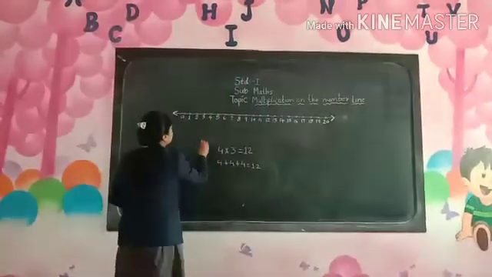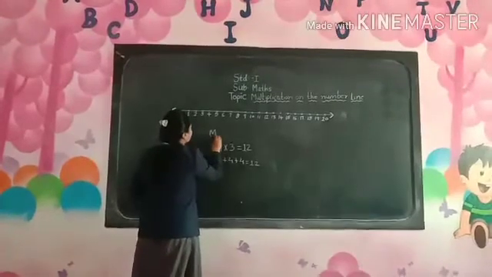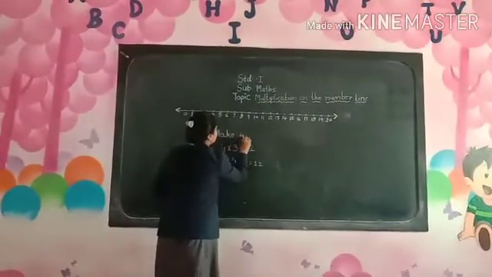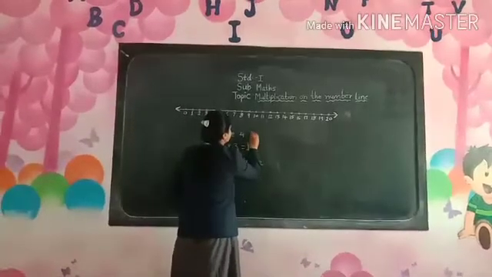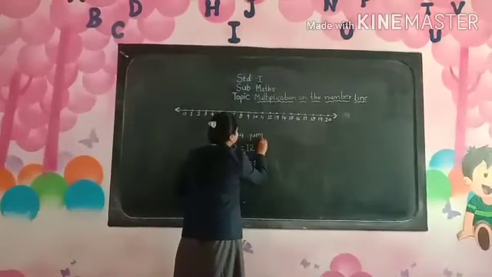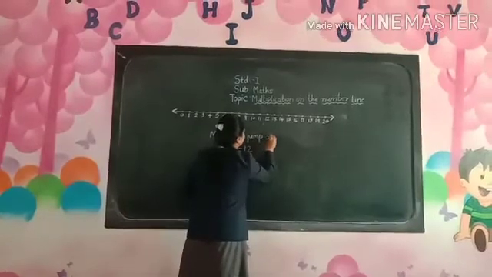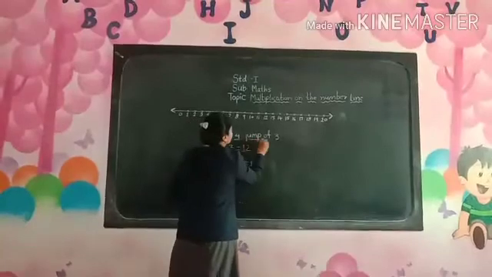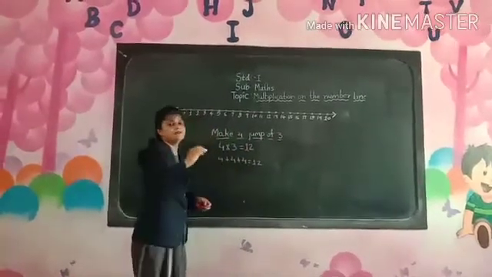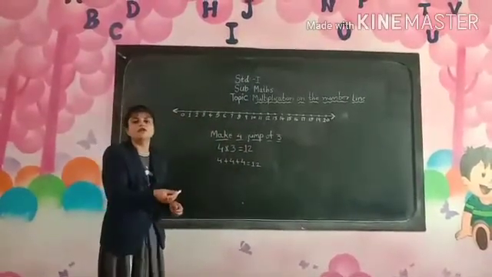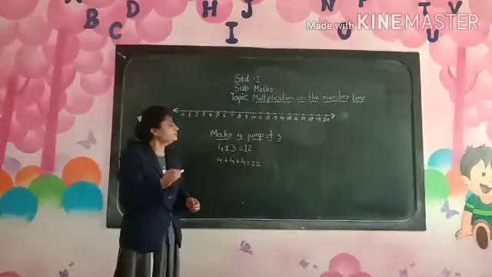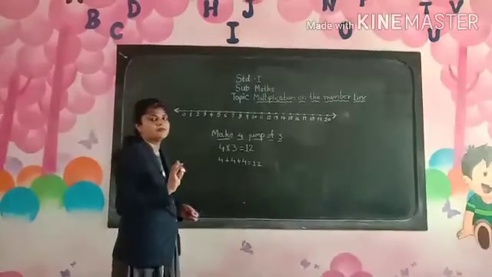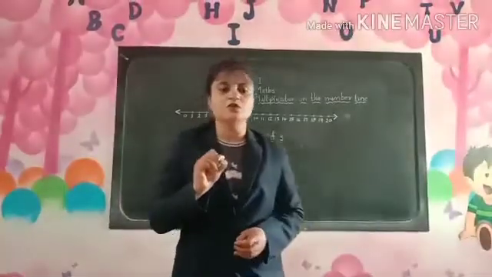See what they said: make 4 jumps of 3 each. What they have said, make 4 jumps of 3. It means we have to jump 4 times, each time covering 3. You can see this in your textbook also.